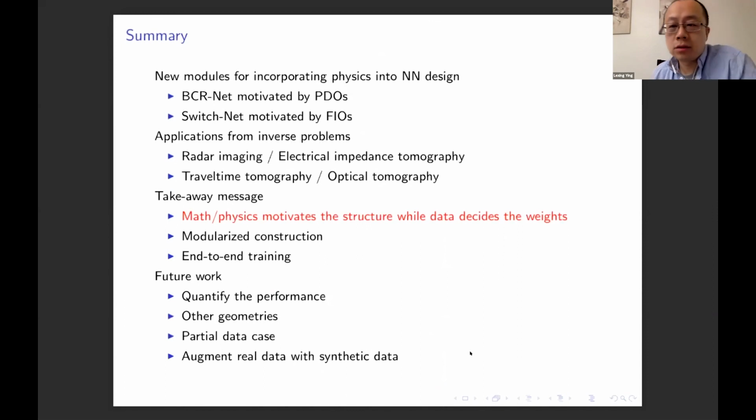Okay, to summarize, this talk has 2 parts. In the first part, I talked about some new neural network modules to represent pseudo-differential operators and Fourier integral operators. I also talked about a few applications. The main takeaway message, if you just want to remember one thing, is that in those problems, it's useful to use mathematical physics to motivate the architecture of the neural network, while you use a limited amount of data to decide the weights.